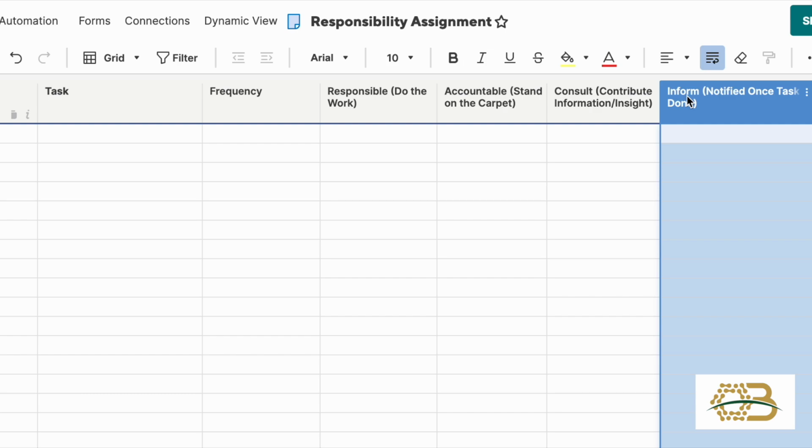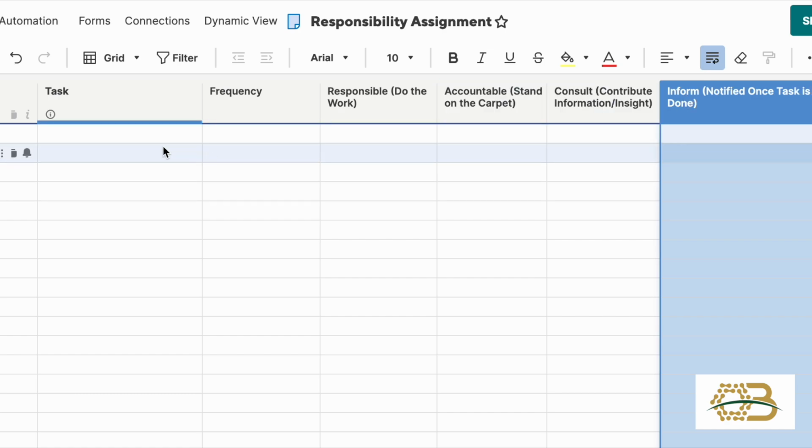And then the last column is inform. Who's going to be notified once the task is done? Again, that's going to be greater than or equal to 1, because at least one person or system should be notified that the task was completed. So in our drive-through example, we might say that the system's going to be notified once the work is done, because I'm going to push the button to show that I've given the order out to the client.